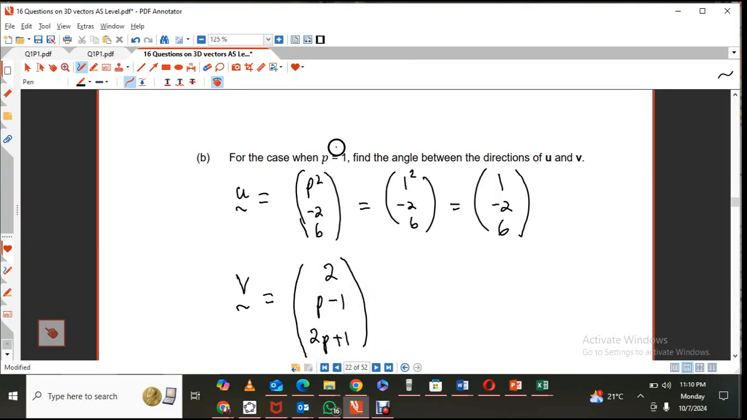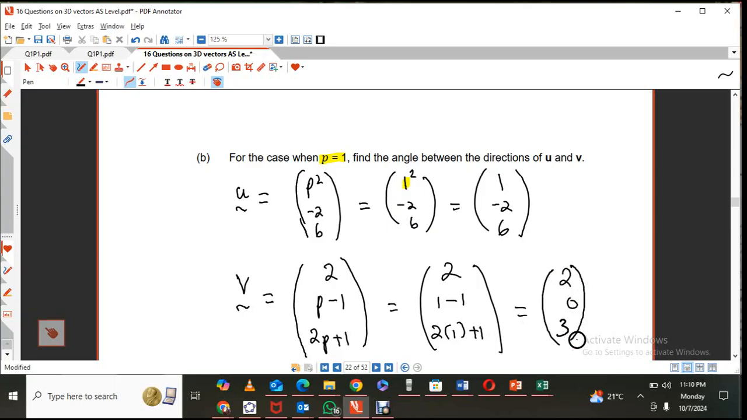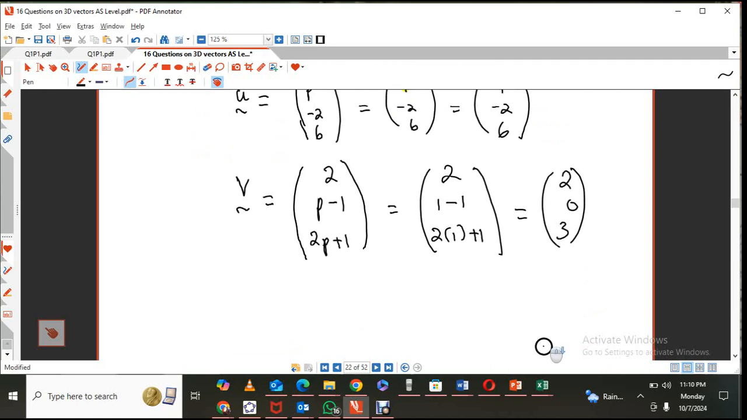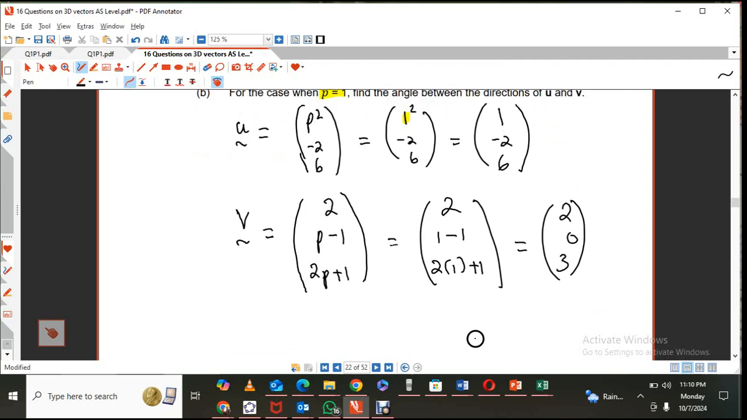So if p is equal to 1, we're going to substitute. So that's going to be 2, still remains 2. So 1 minus 1 is 0, and then you have 2 times 1 plus 1. Of course, that's 2, 0, 3. Okay. So now what are they saying? Find the angle between the two. Right, so we can actually find the angle between the two.